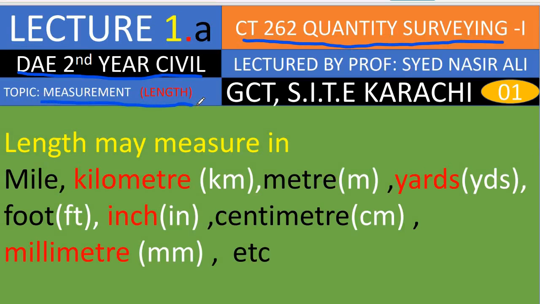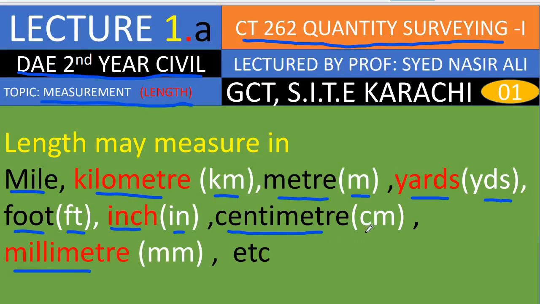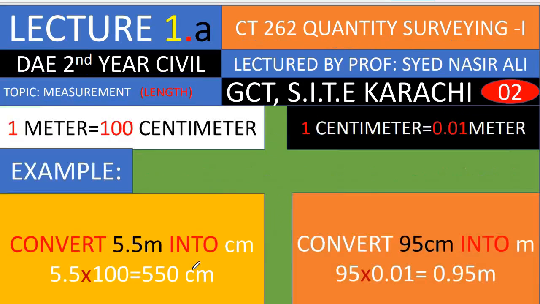You can see here. Length may be measured in mile, in kilometer, in meter, in yards, in foot, in inches, in centimeter, in millimeter, etc. The short form for kilometer is km, for meter is m, for yards is yds, for foot is ft, for inch is in, for centimeter is cm, and for millimeter is mm.